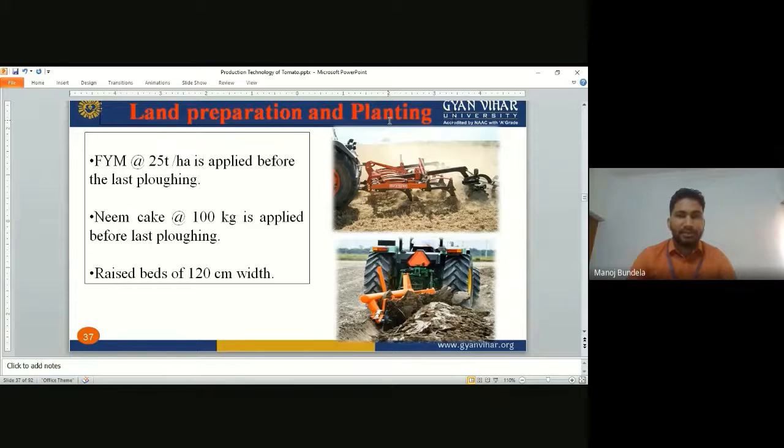Before transplanting the seedlings into the main field, we have to prepare the land. So we have to go for harrowing. We can prepare the beds, and in the beds we transplant the seedlings. First we apply FYM. FYM, normally 25 ton per hectare, is applied before the last plowing. Before the last plowing we also apply neem cake, 100 kg. Means before plowing we have to apply the neem cake and the FYM. After that we prepare the raised bed. The bed width is 120 centimeter.